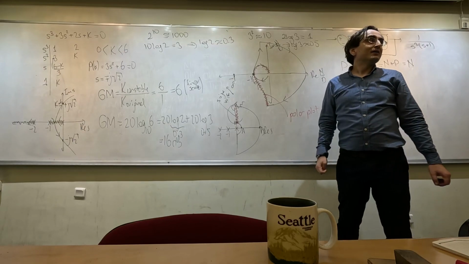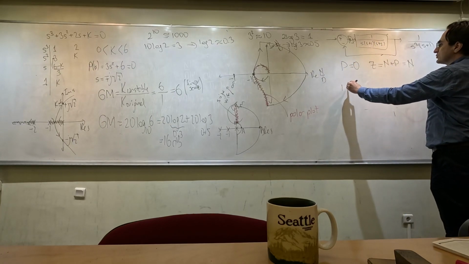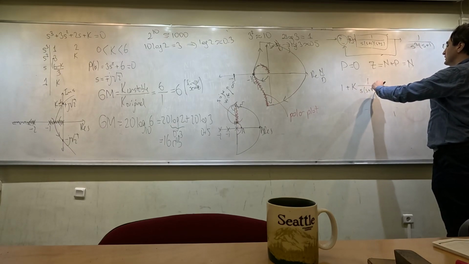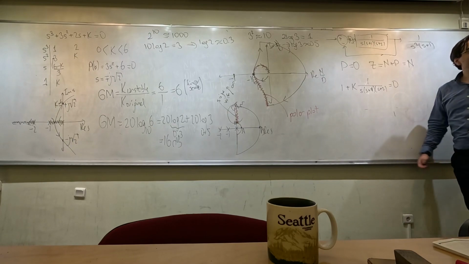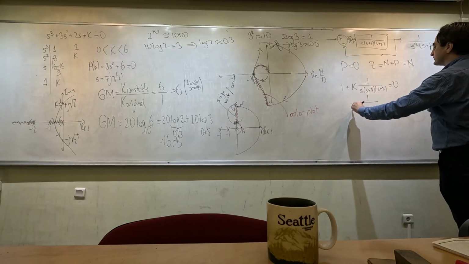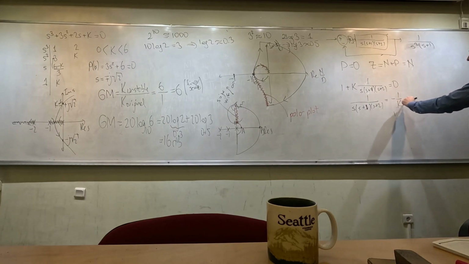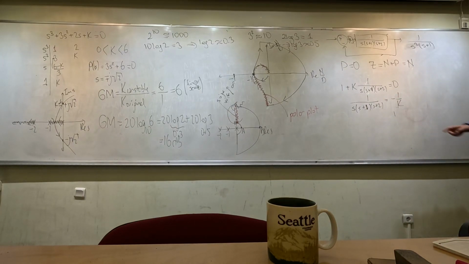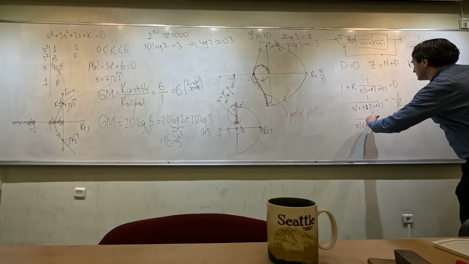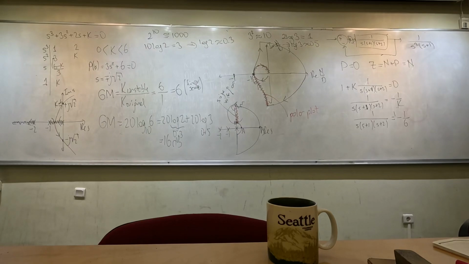Yes, that is quite magical actually. Because here I have the following equation: 1 plus K times 1 over (s plus 1)(s plus 2) is equal to 0. This is the closed loop equation. Then I see that (s plus 1)(s plus 2) is equal to minus 1 over K from this equation. And I see that at K is equal to 6, this is going to be minus 1 over 6.